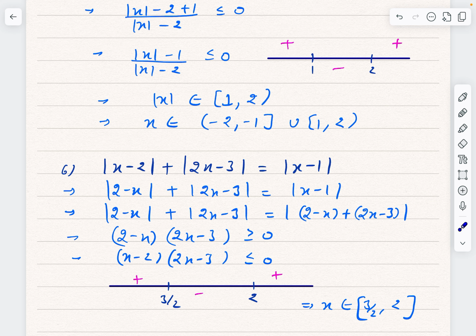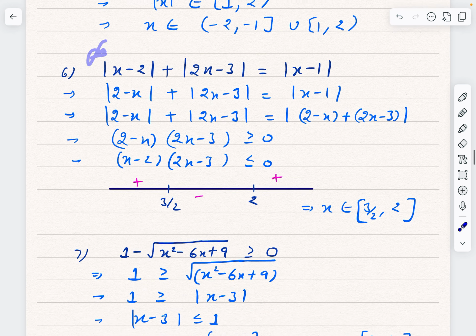Again, we can just use the Wavy-Curve method. We get (x minus 2)(2x minus 3) less than or equal to 0. Use Wavy-Curve. Roots are 2 and 3 by 2. Plus, minus, plus. You want negative. So x belongs to 3 by 2 to 2, both closed. So I hope it is clear, guys. Important problem. Next, seventh one.